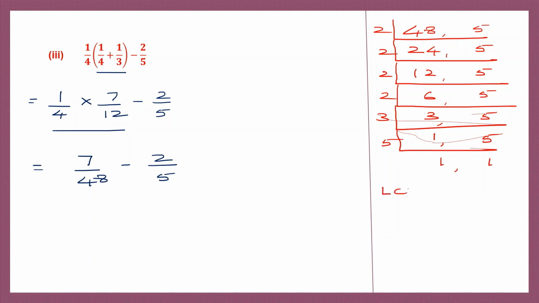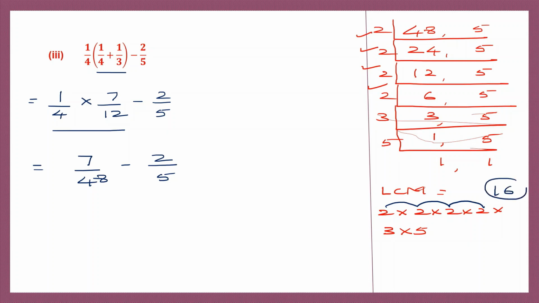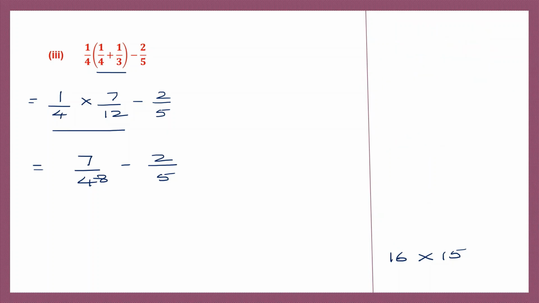So what is our LCM? Our LCM will be, how many 2s are there? 1, 2, 3, 4 2s. So that is 2 into 2 into 2 into 2, into 3 into 5. So let's multiply this and see. 2 2s are 4, 4 2s are 8, 8 2s are 16. So we multiplied all the 2s and we got 16. 3 5s are 15. So we have to multiply 16 into 15. So let's do that. 16 into 15.